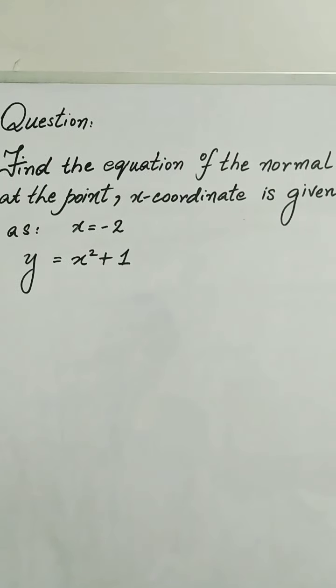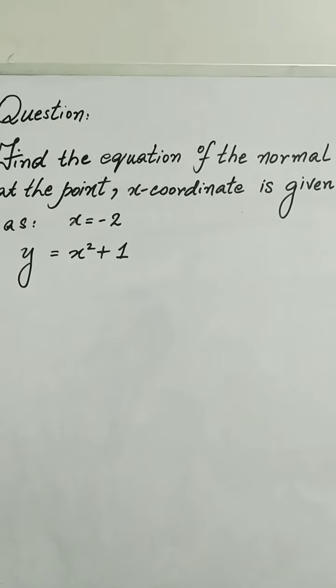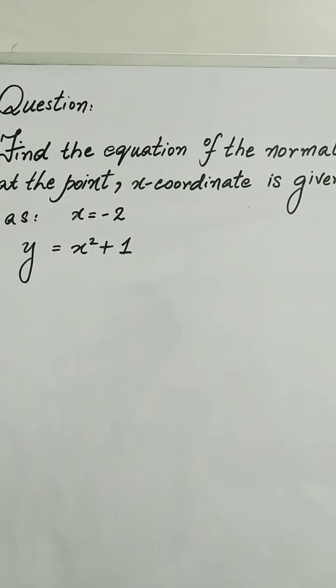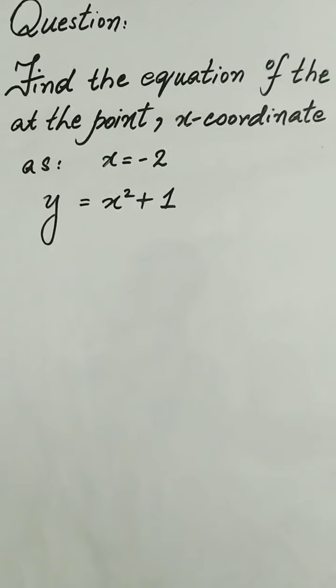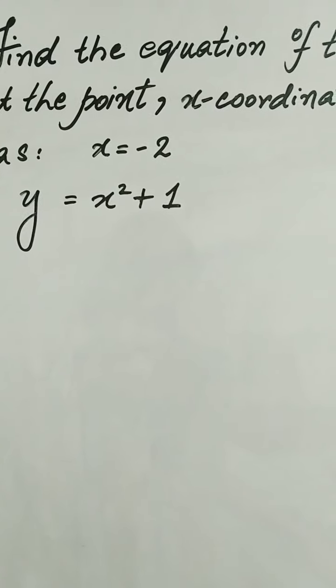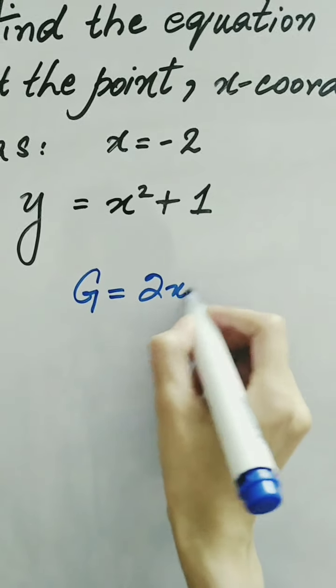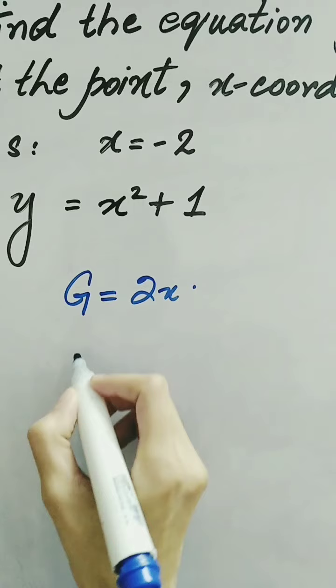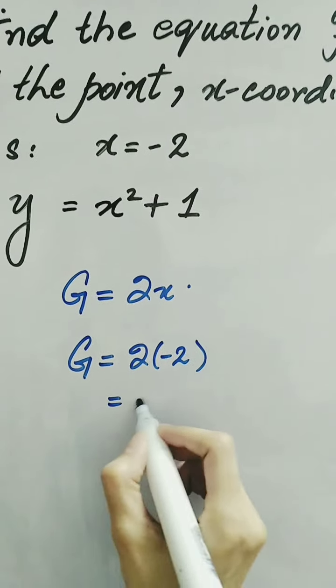Hello and welcome. Continuing with our lessons of differentiation, here we have another question in which we have to find the equation of the normal at the point where the x coordinate is given as -2. The equation is y equals x squared plus 1. This is the equation of the curve, and we know that for this equation the gradient is equal to 2x. As x is given here, we can easily find the gradient, which comes out as -4.